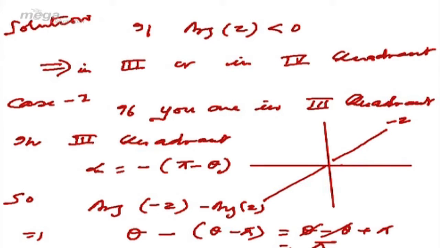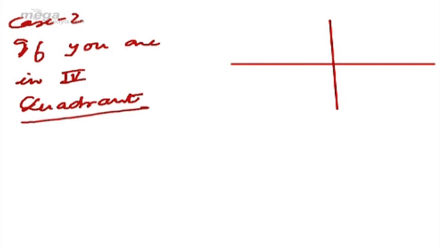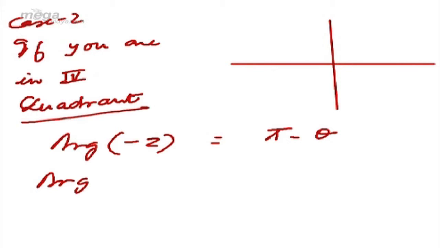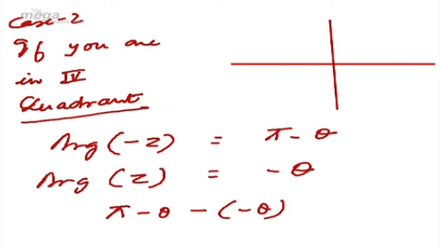Then theta minus theta plus pi, that will become pi. Case 2. If z is in the fourth quadrant, then minus z will be in the second quadrant. So the argument of minus z will become pi minus theta, and the argument of z, which is in the fourth quadrant, will become minus theta. So the argument of minus z minus the argument of z is pi minus theta minus of minus theta, that will become pi minus theta plus theta, that will cancel out, that will become pi.